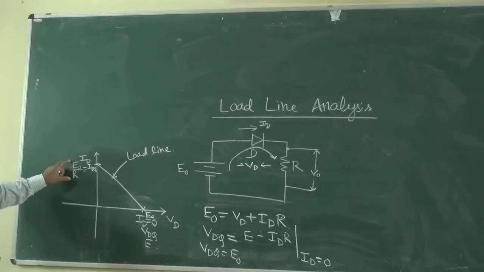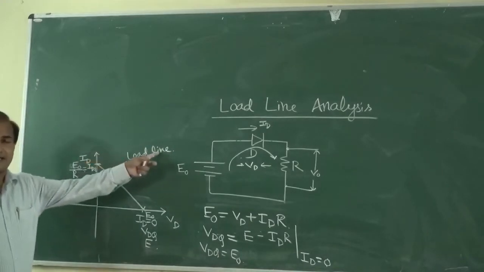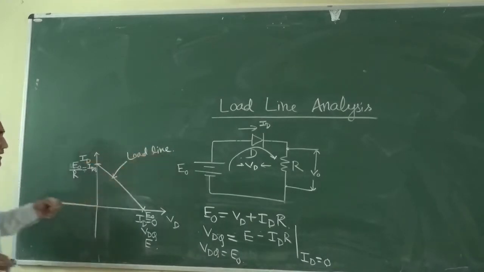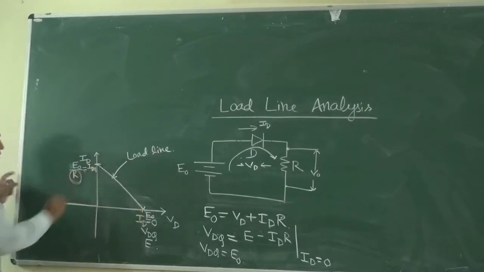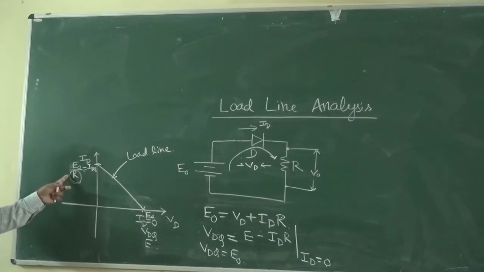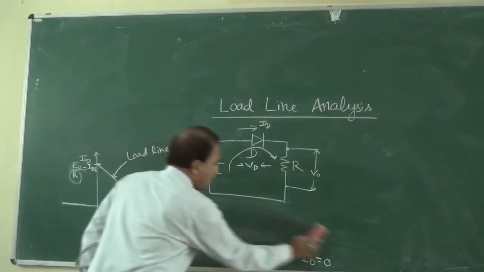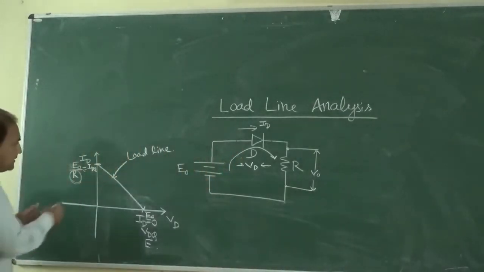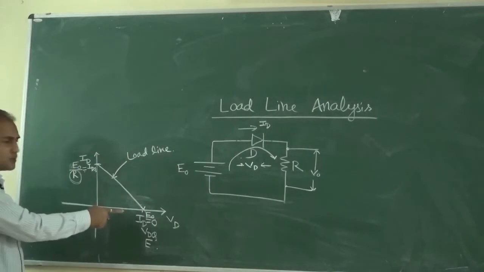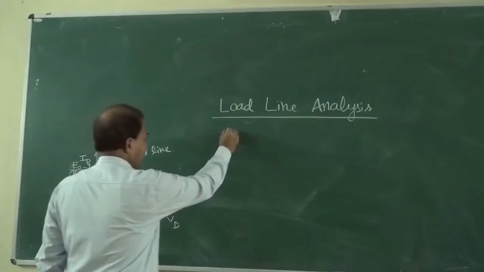So why is it known as a load line? This load line depends upon the load, the value of the load R. Now you can see how the value of R determines the slope of this load line.